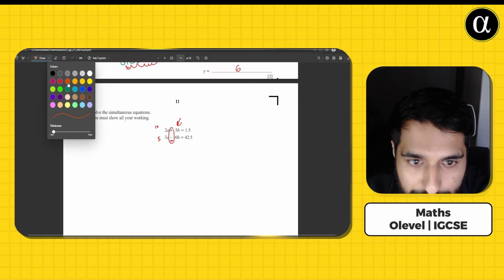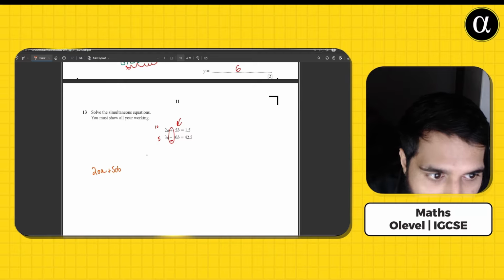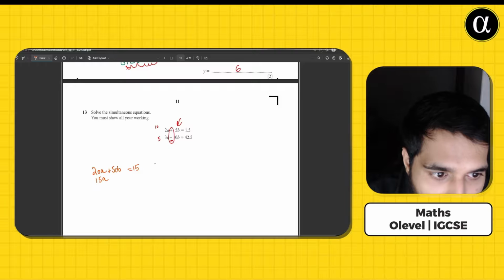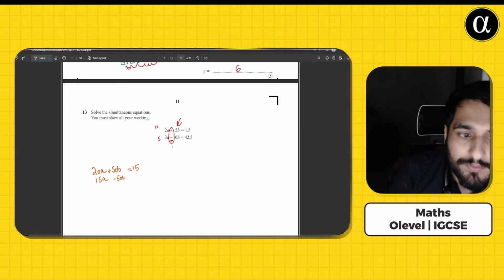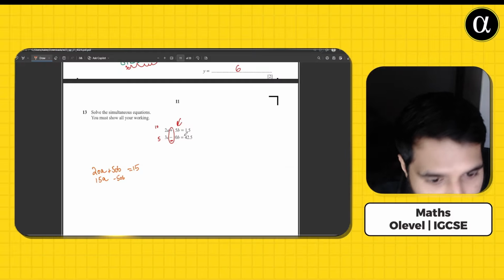And when we do that, what's going to happen? 10 into 2 is going to be 20a, and 10 into 5 is going to give us 50b, and 10 into 1.5 is going to give us 15, and 5 into 3 is going to give us 15a, and 5 into minus 10 is going to give us minus 50b, and 5 into 42.5 will give us what? 5 into 42.5, that's going to give us 212.5.